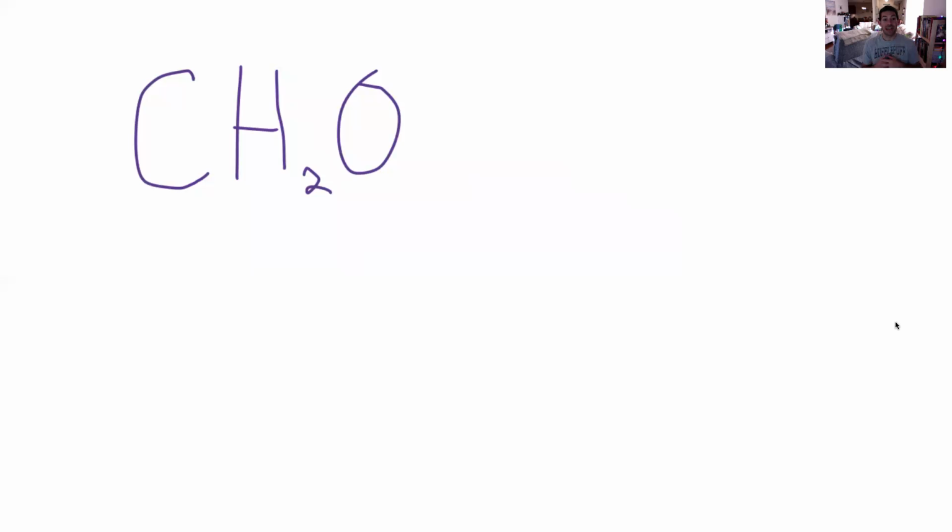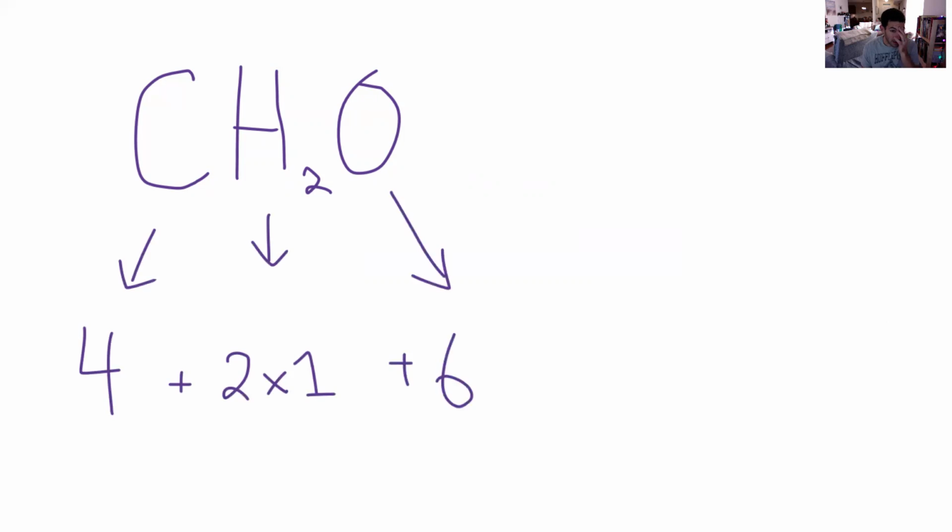All right, let's try CH2O. First thing we do, we count up the electrons. Carbon contributes 4. Hydrogen contributes 1 valence electron, but there's 2 of them, so we're going to multiply it. And oxygen contributes 6, right? That gives us our grand total of 12 valence electrons. That's what we have to work with.